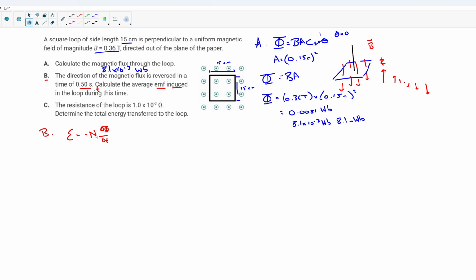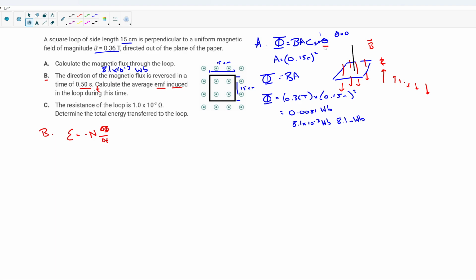Okay, and my number of turns, my number of loops, is just one. It's just a single loop. They would have to tell me if it was multiple stacked on top of each other. So N is just one. I just have to find the change in flux. Well, my initial flux was 8.1 milliwebers, and we're flipping it to reverse the direction, which means it's going to go from 8.1 to negative 8.1. That's the change that's happening.